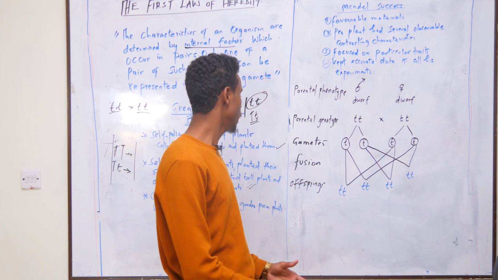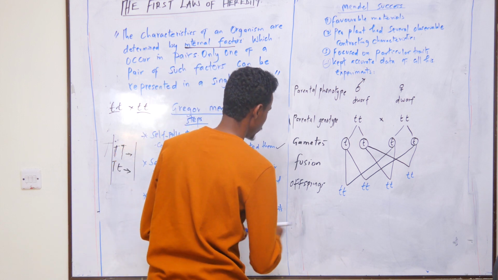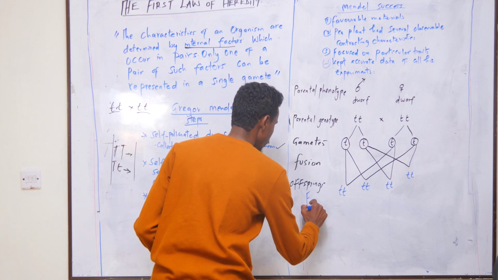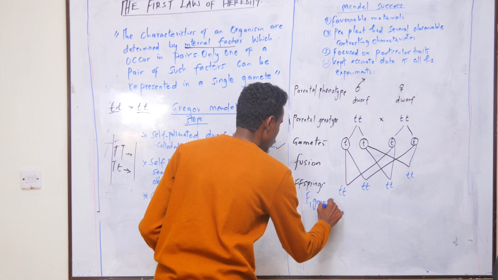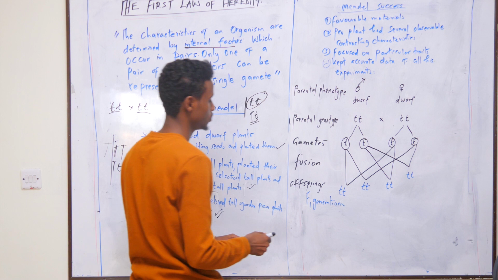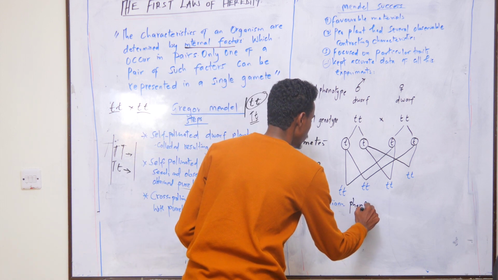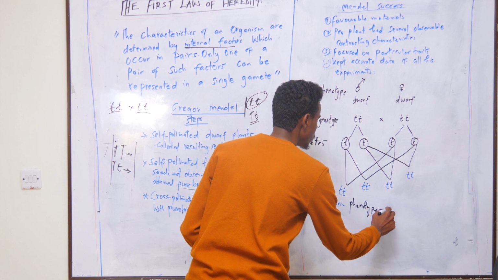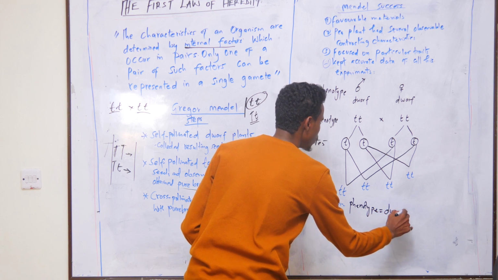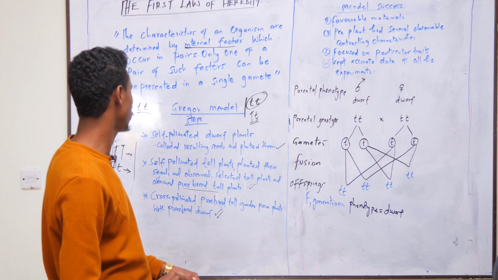And therefore, the F1 generation phenotype is dwarf. The genotype is tt, tt, tt, tt, all.